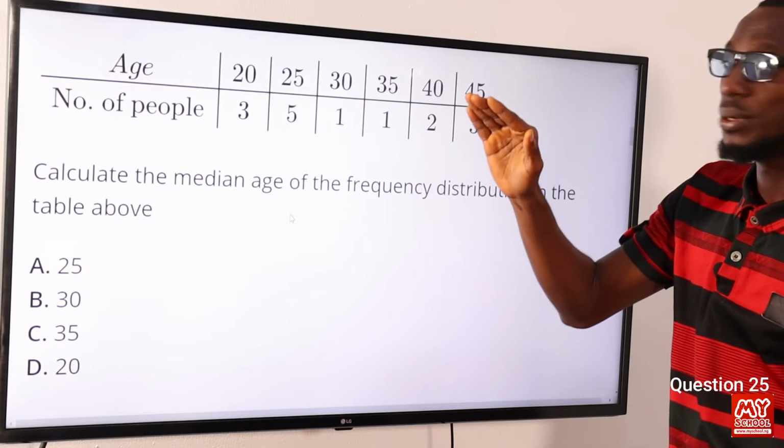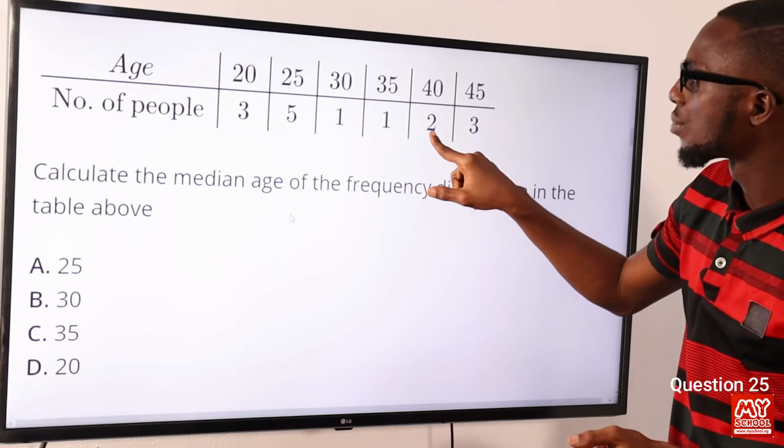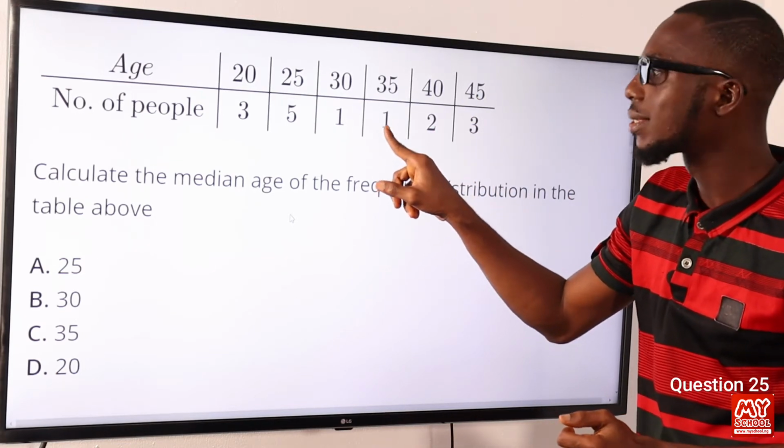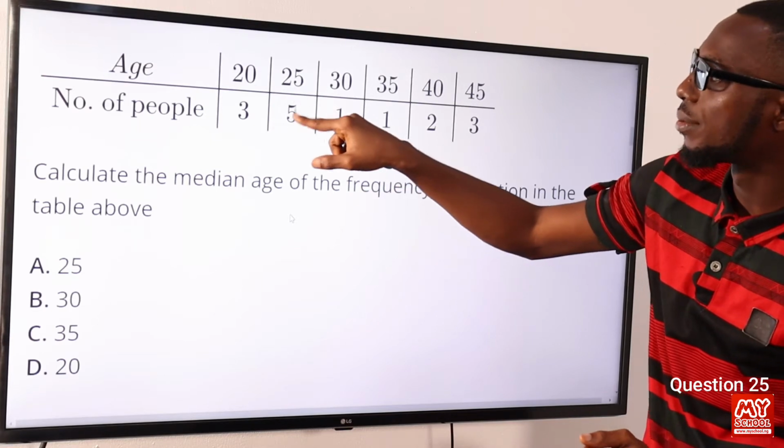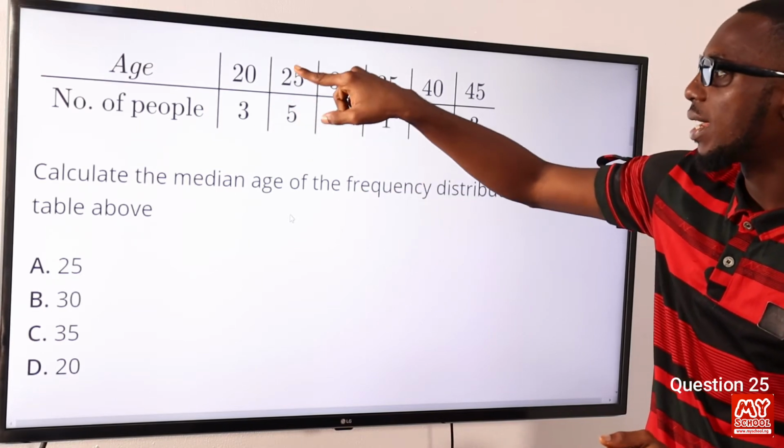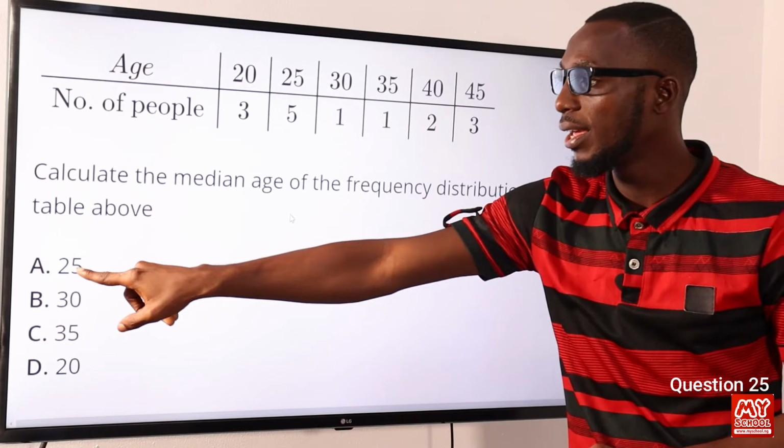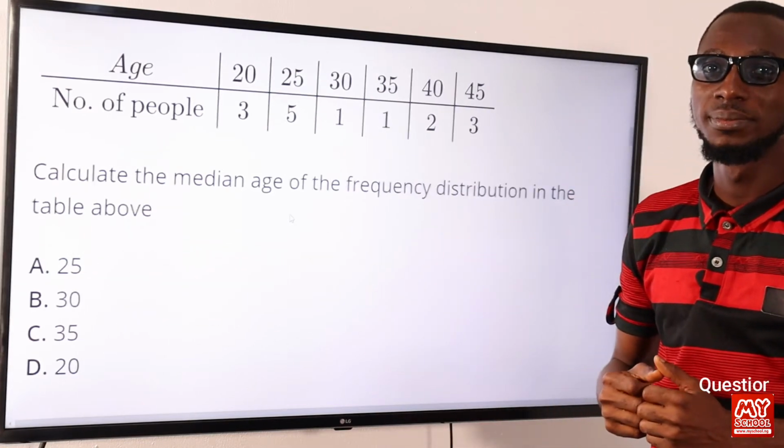Let's confirm this from the other side as well. We have 3 plus 2, that is 5. This is 6. This is 7. And somewhere around there we have 8. So the median age is 25. Option A is the correct option.